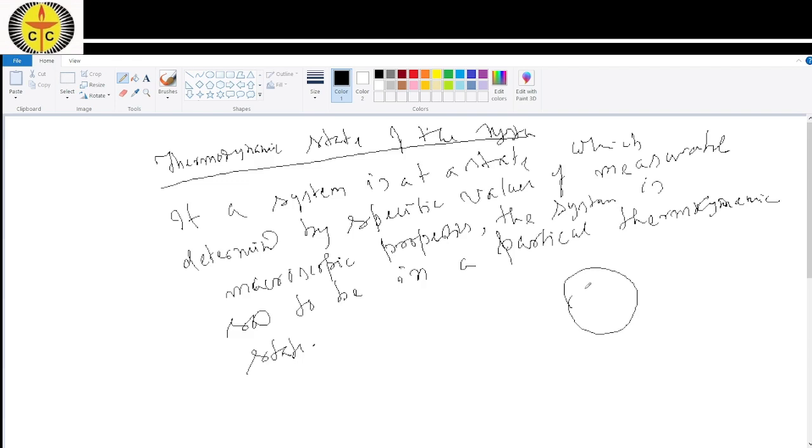For example, suppose inside this there is a gas, kept in an enclosed vessel, and it has certain values of P, V, and T. So for a particular value of P, a particular value of V and a particular value of T, this condition of the system is called a particular state of the system.